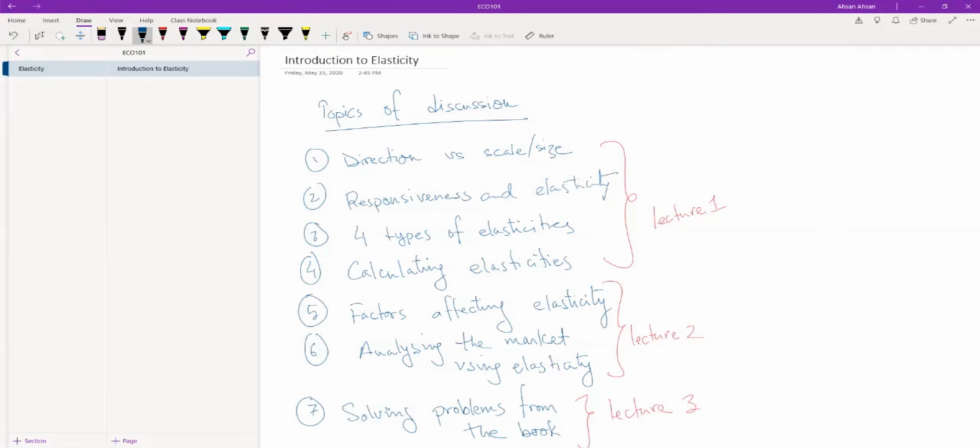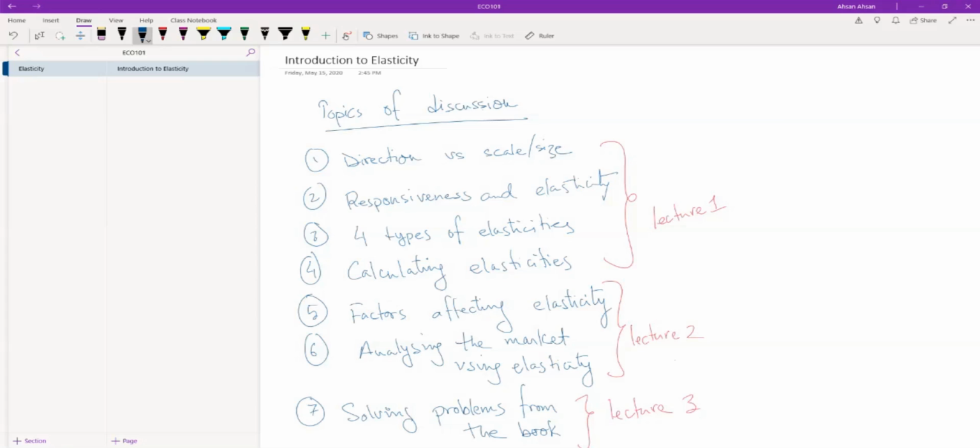And then finally, I'm going to introduce four different types of elasticities that we are going to be concerned with for the rest of this course. And then we will learn how to calculate these elasticities. And that will be the end of today's lecture. Today, of course, is the beginning of week 4. In our next lecture, we're going to talk about different factors that affect the elasticity.